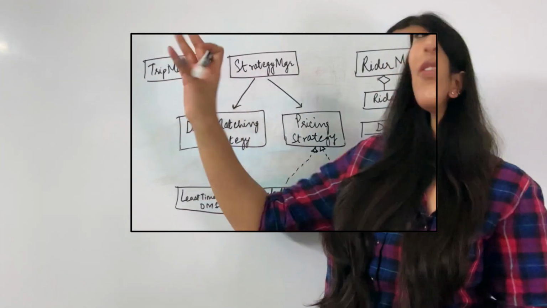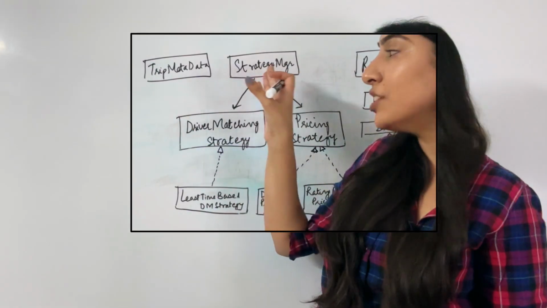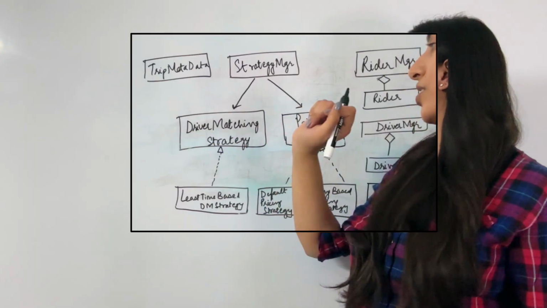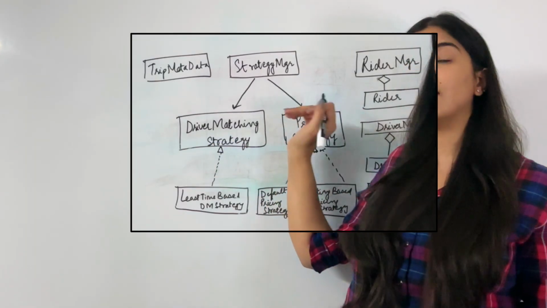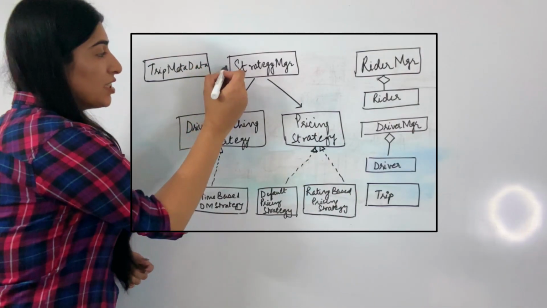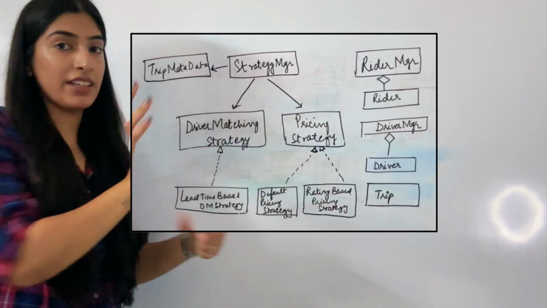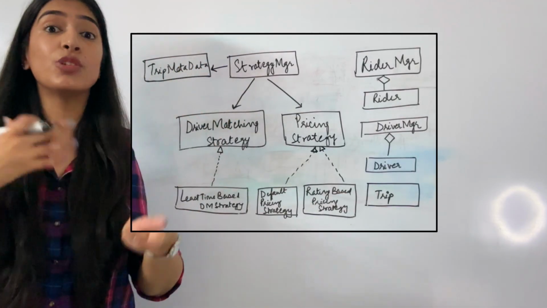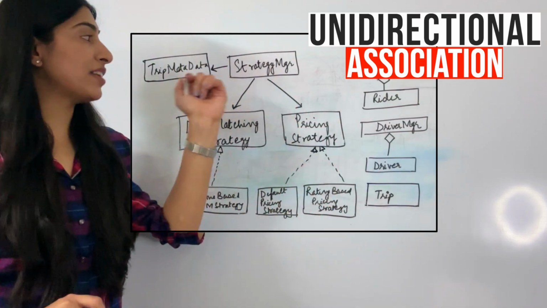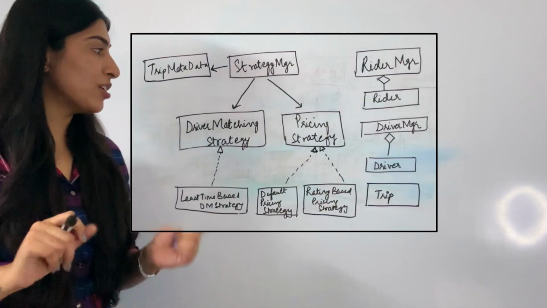So this doesn't have the entire details of the trip. It only has the information that a strategy manager is going to require to decide what is the driver matching strategy that we are supporting, or what is the pricing strategy that we are having for this particular trip. So obviously our strategy manager class should be able to call or access the trip metadata class. So this is what? This is unidirectional association, because trip metadata cannot call strategy manager, but strategy manager can call trip metadata.